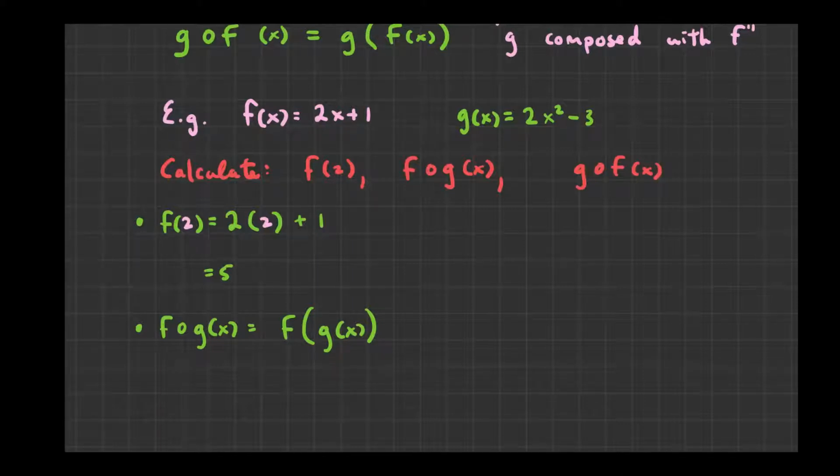Okay, so now instead of plugging in 2, like just a normal number, we are plugging in g of x inside f of x. So instead of plugging a number into our function, we're throwing another function into our function. Okay, so let's see what that looks like.